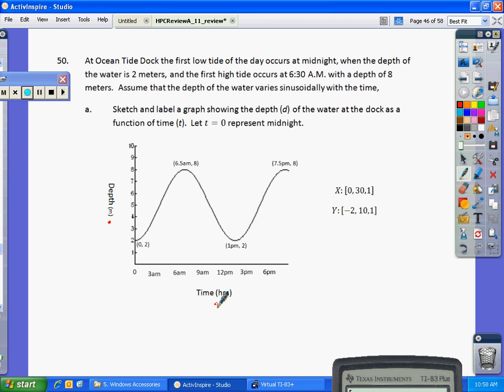So at midnight, the water is 2 meters. The first high tide occurs at 6:30, so 6:30 a.m. at 8. Okay? So it takes 6.5 hours to go from low tide to high tide. So another 6.5 hours would put us at 1 p.m., which would give us our second low tide. Another 6.5 hours later, you'd get 7:30 p.m., which would be our next high tide. So there is a graph for the problem.